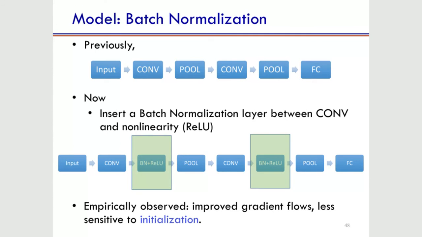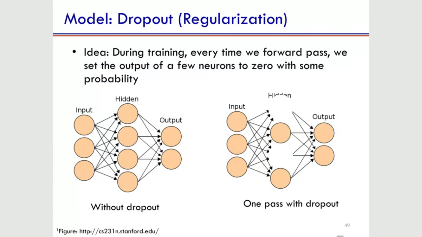Any questions about batch normalization? Anyway, so last trick, dropout. Actually, dropout is a very interesting trick, and it's equivalent to a regularization, like weight regularization, in the sense that it somehow curtails the expressivity of the neural network.